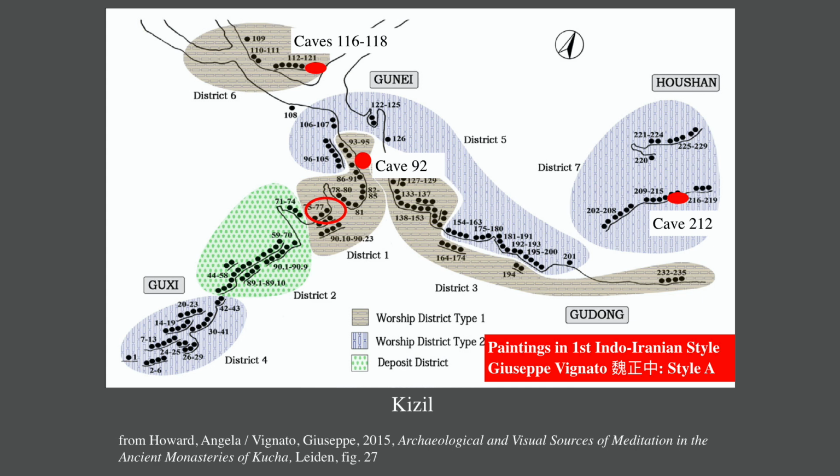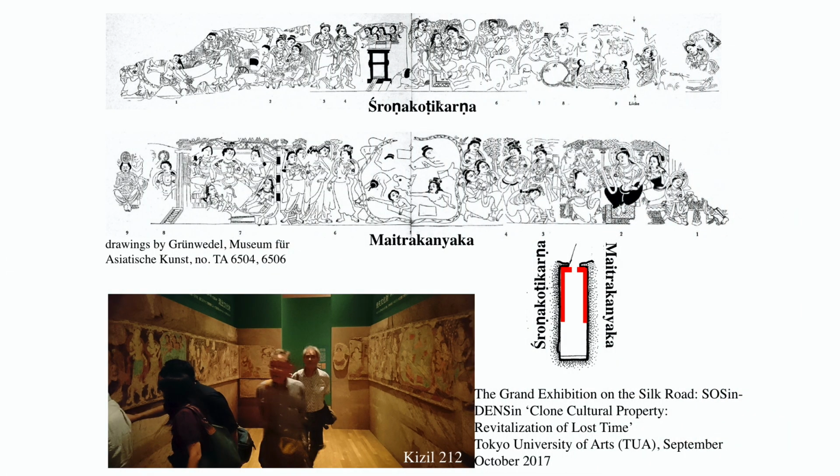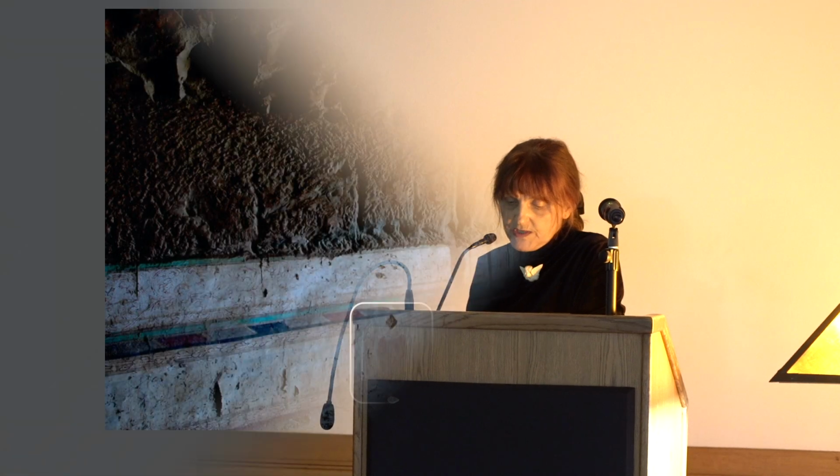Well, let us have a look first at this cave 212 in the eastern part of Kizil. There are two extremely interesting narratives depicted on the long walls of this cave: Shrona Kotikarna Avadana and Maitrakanyaka. This below is from the exhibition in Tokyo, just to give you an idea of how this long cave looked. The paintings have been removed, so today the cave is not so interesting. One of the paintings is in Berlin, another was destroyed.